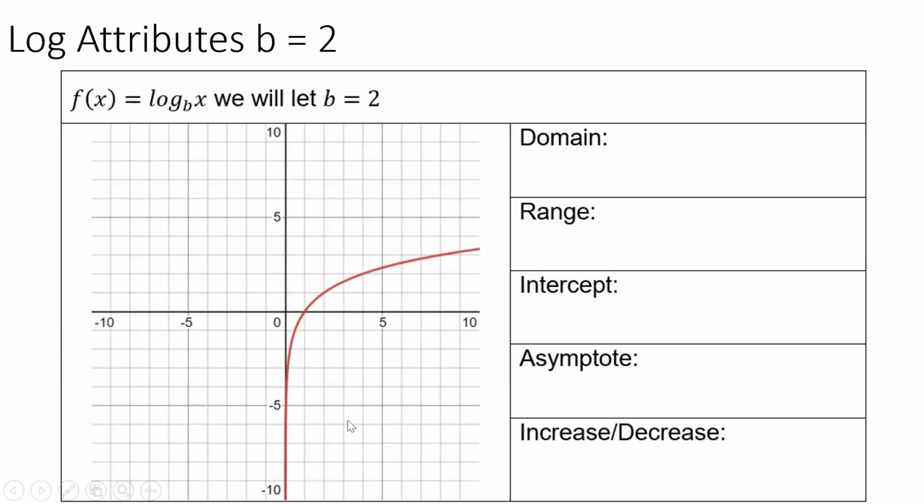Up first, we are going to talk about when your base equals 2, okay? Base 2 is one of the most utilized log functions, and that's just because powers of 2 are used a lot in situations, right? Things double a lot. How does that look as a function? It would be f of x equals log base 2 of x, okay? When you have log base 2 of x, this is the graph that is produced from it.